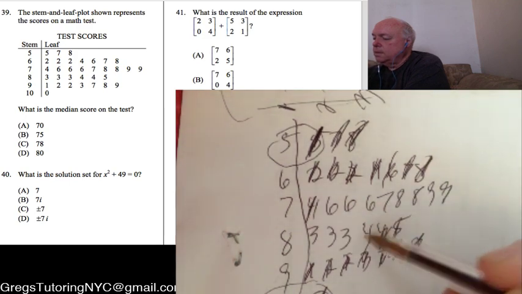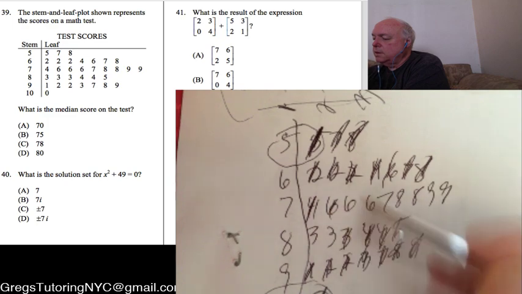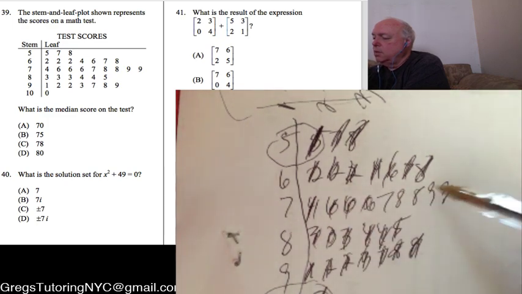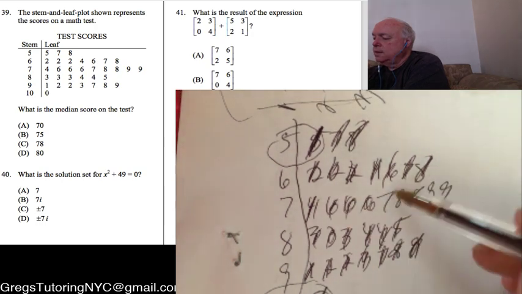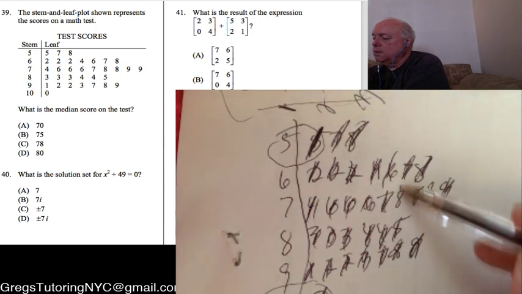The lowest, the highest. The lowest, the highest. And now we're just stuck with the numbers right here. So the lowest, the highest, the lowest, the highest.